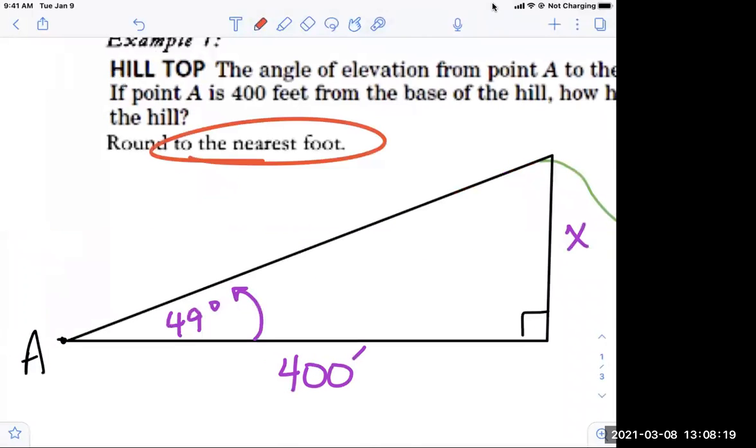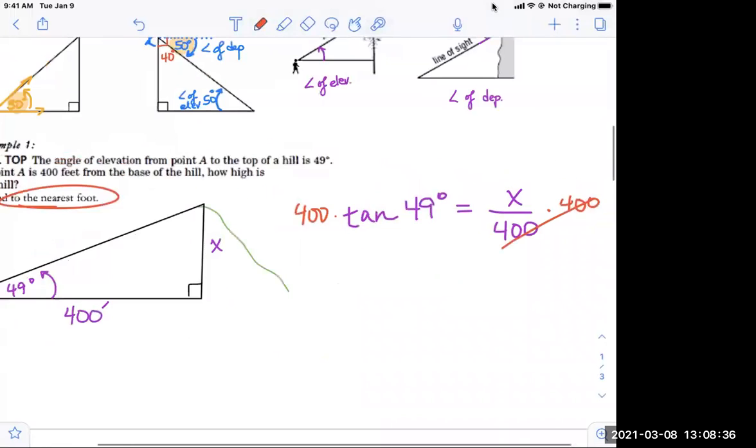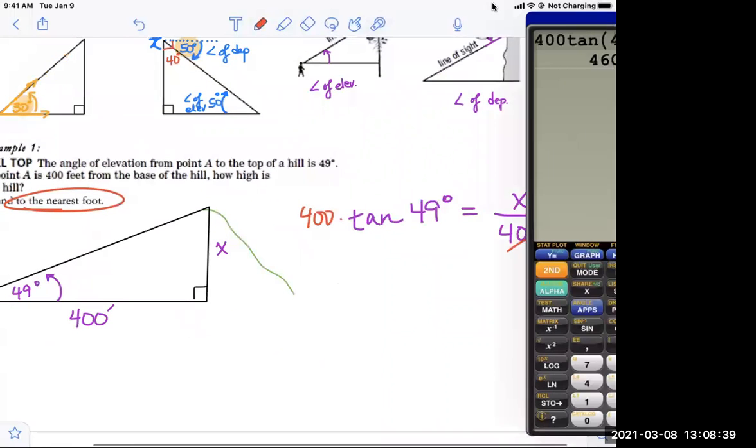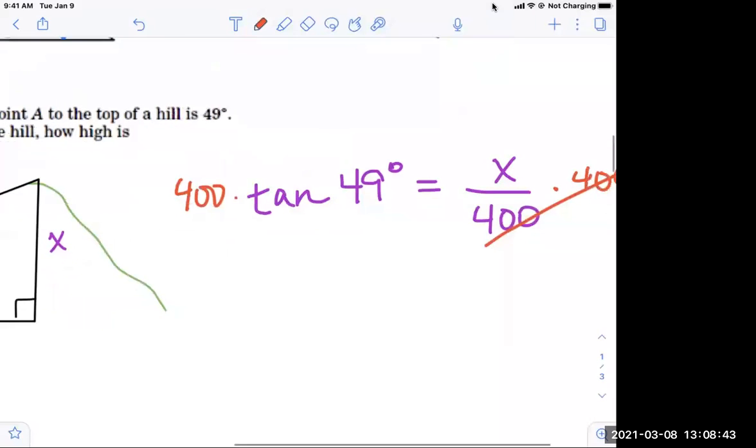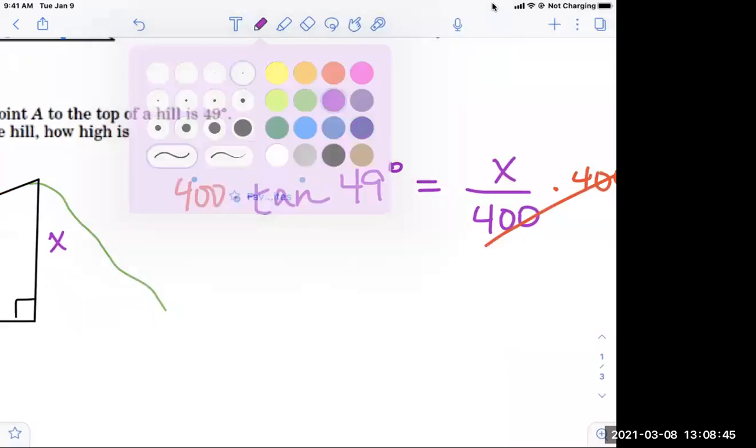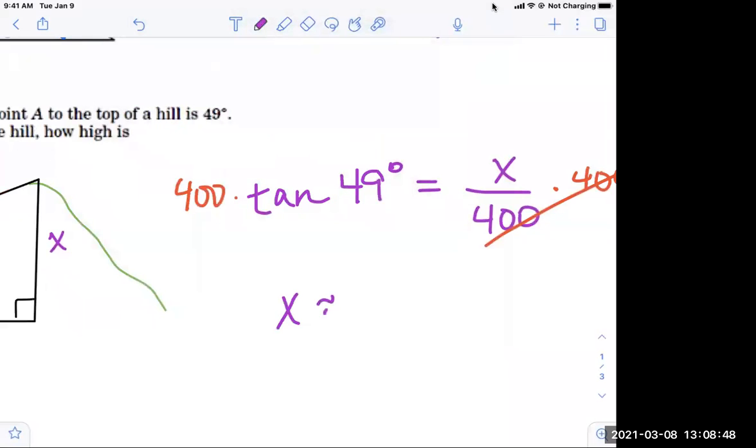Now on these problems, I'm going to try to tell you what to round to. If it doesn't say what to round to, then you just do what you think makes the most sense. Sometimes it'll be at the top of a group of problems, giving directions for the whole thing. Sometimes each individual problem might say round to the nearest whatever. So to the nearest foot, that's going to be 460 feet. And I'm going to write approximately because, again, this is an approximation. X is approximately 460 feet.